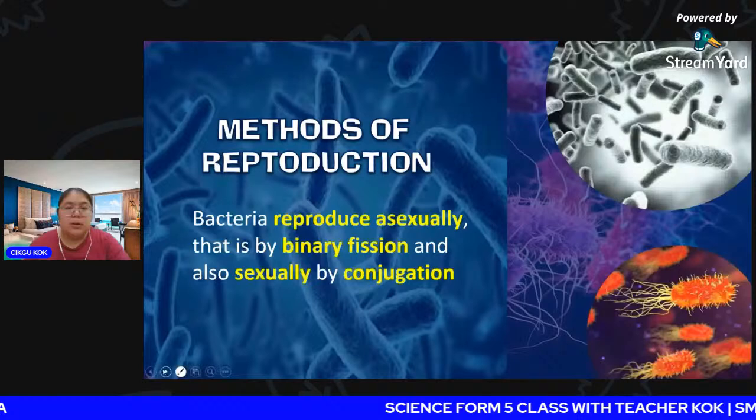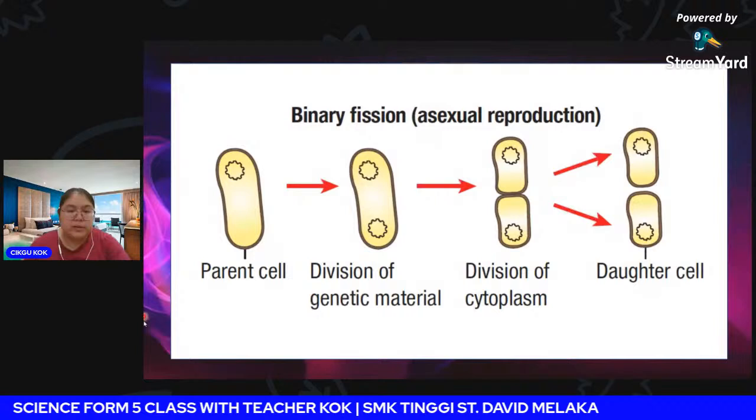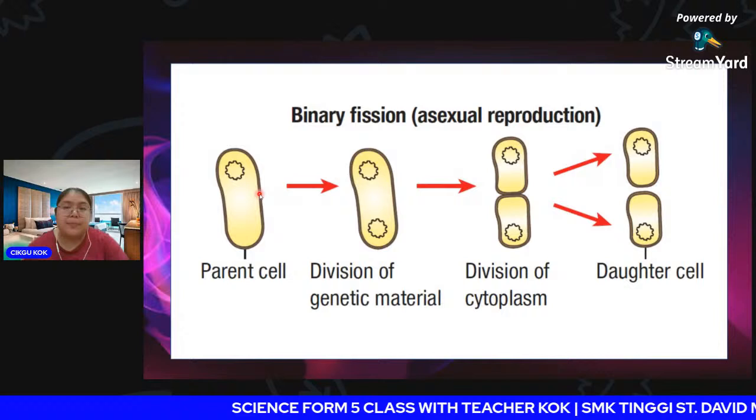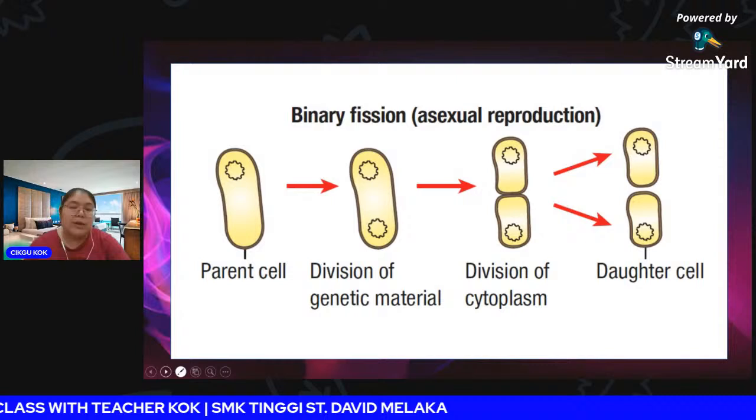Okay, so this one is binary fission, asexual reproduction. First, the parent cell divides, the division of the genetic material. After that, the cytoplasm divides, and lastly the daughter cell comes out. You see the daughter cell and the parent cell should be exactly the same, okay? That means in this process, they're actually just using mitosis. Then we go to the other part, which is sexual.